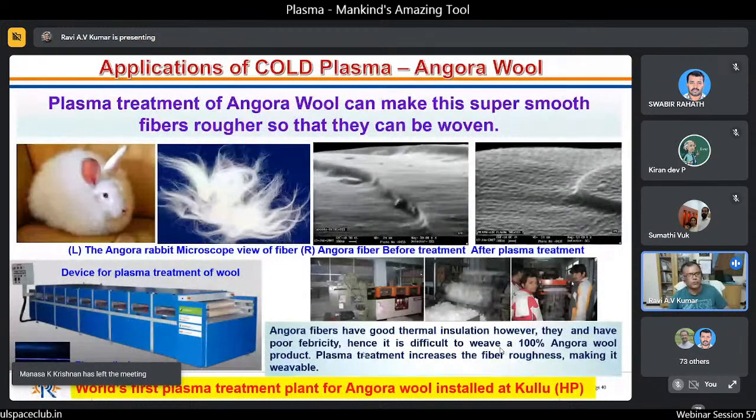This is another thing about textiles again. This is what is called an Angora Rabbit. It has one of the softest wools, but the problem with the softest is that you cannot weave it into a thread. So you can see these two pictures. This is the electron microscope image of a single fiber, and this is after plasma treatment.